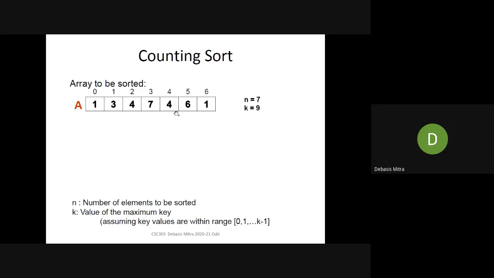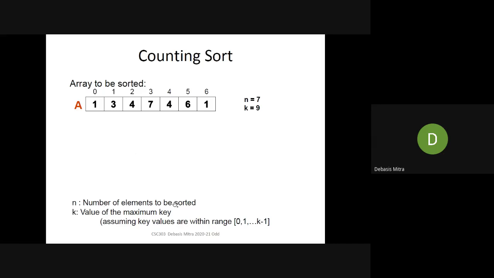Here in this particular example, n is 7. There are 7 elements, and the largest element value that can be possible is 9. Although 9 is not present here, suppose from the problem domain we have understood that the values will vary from 0 to 9. So in that case, how can we solve this problem? Let me illustrate, you will understand.